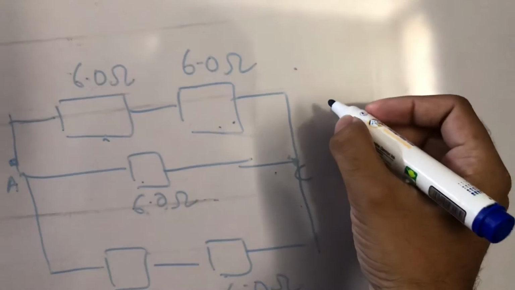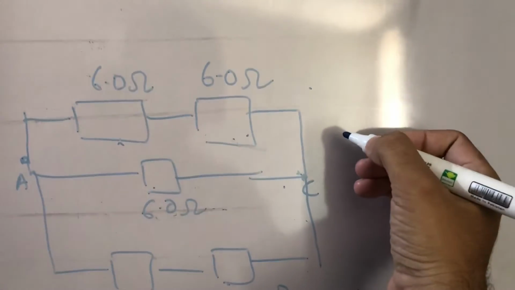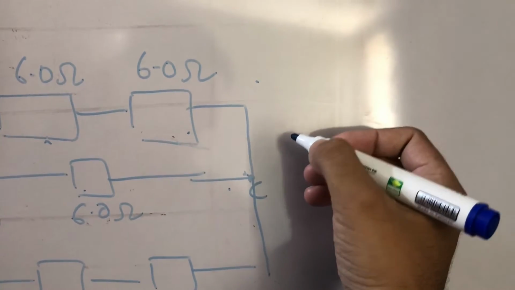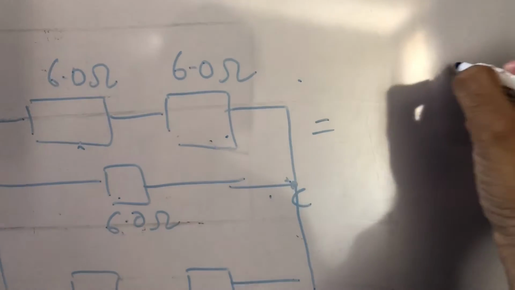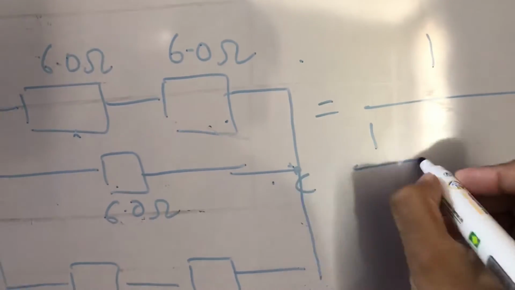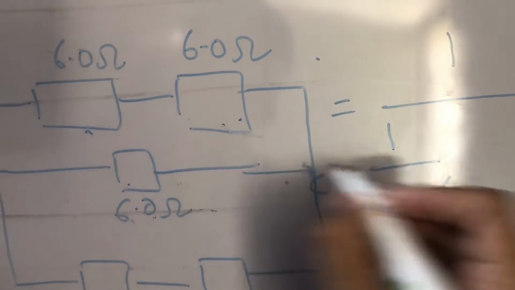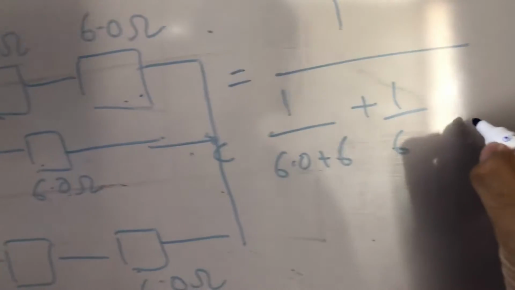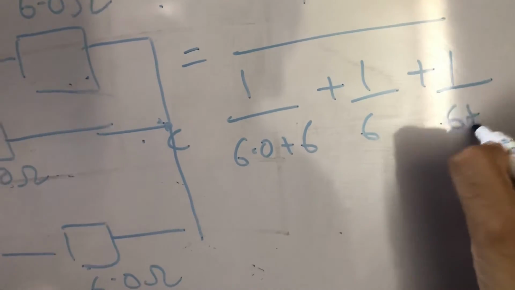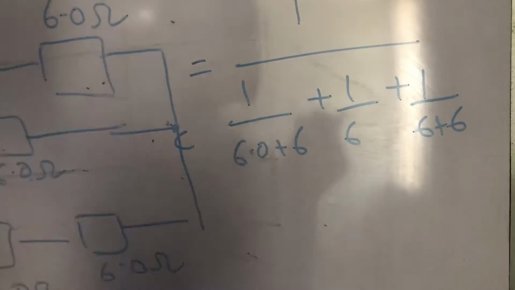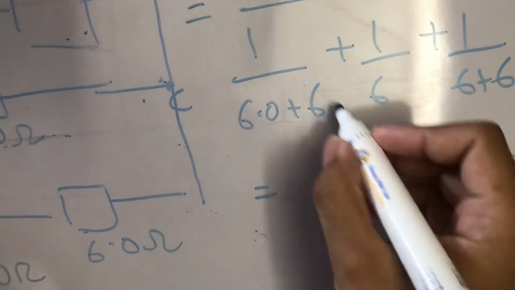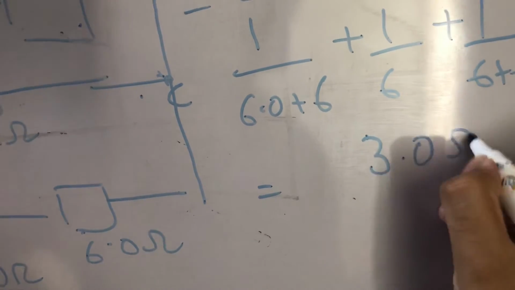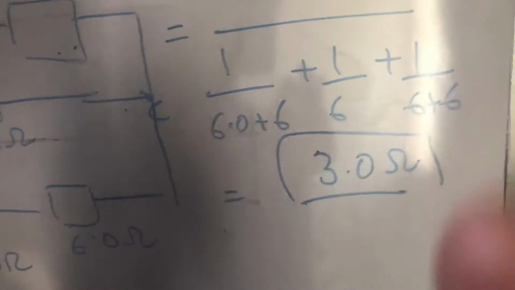So how will we write this? It will be 1 divided by 1 over 6, this part, plus 1 over 6 plus 6, this part, plus 1 over 6 plus 6. Getting the final answer, if I solve it further, I am getting 3.0 ohm. This is part A.